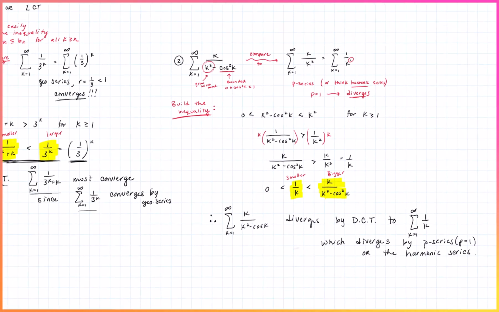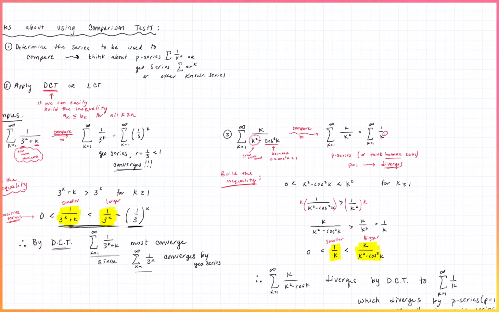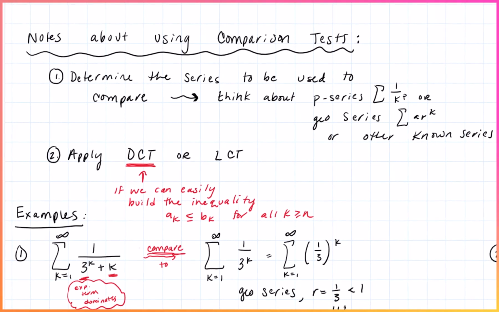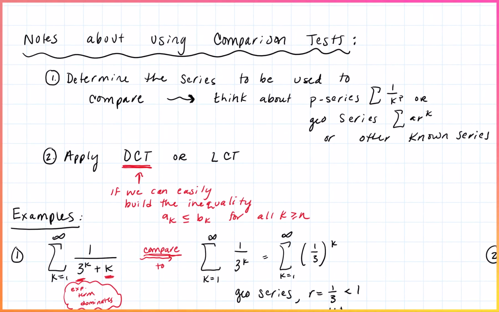All right. So again, I just wanted to get this all on the screen and zoom in on the notes about the comparison test. With the comparison test, what we want to do first is determine which series we want to compare to, and then second, we apply either the direct comparison test or the limit comparison test. We talked about applying the direct comparison test if we can easily build the inequality. In the next video, let's talk about what's called the limit comparison test, and that's going to be used when we cannot directly build the inequality, but we still want to compare to a series we know converges or diverges.